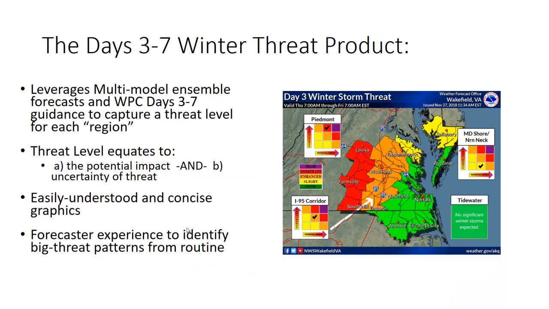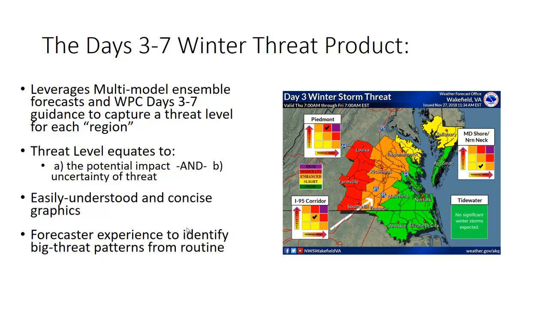So, what am I proposing that we do here? What I would like us to start doing this winter is something that Sterling actually started a few years ago, and we're improving on it a little bit. It's a day 3 through 7 winter threat product, and what it does is leverage a multi-model ensemble forecast, mainly the European ensemble, or we may have to start out with the GEFS initially till we can get our hands on the European ensemble. But regardless, a multi-model ensemble and also WPC information to capture a threat level for each region of our area.